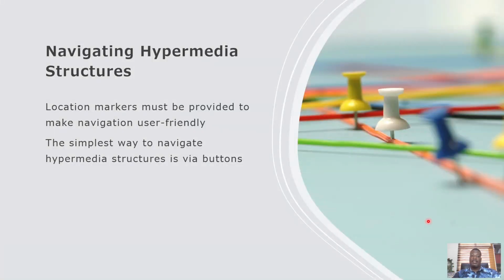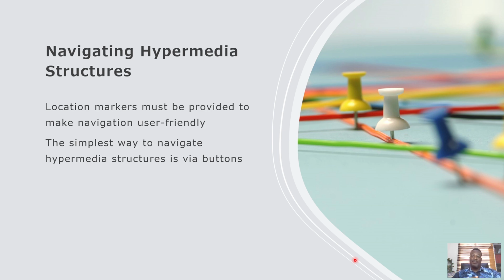Being able to navigate hypermedia structures. Usually we have location markers that should be provided to make the navigation user friendly. If you go to a site and it is very difficult to move from one point to the other, then what's the point? It should be friendly enough for users to use the system.